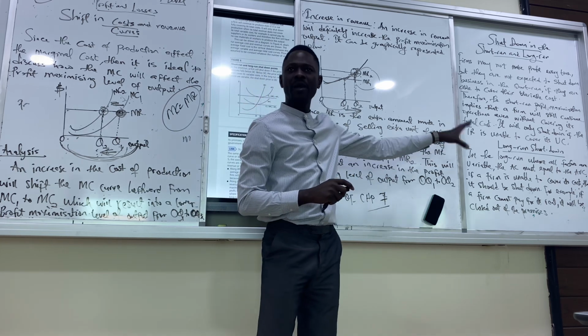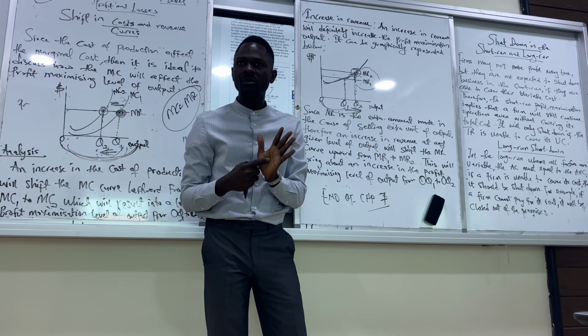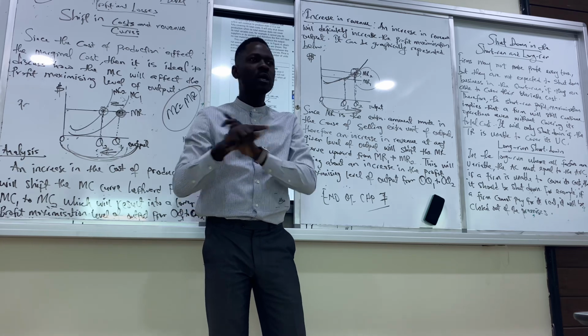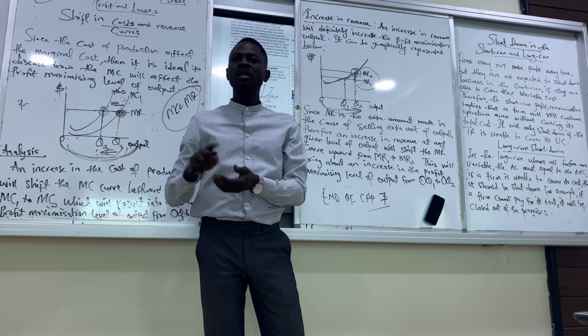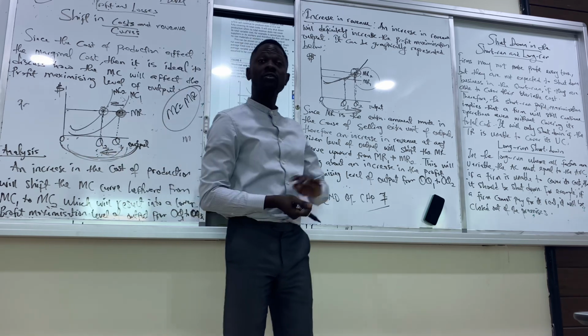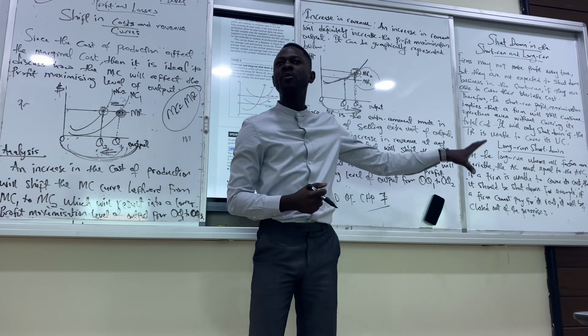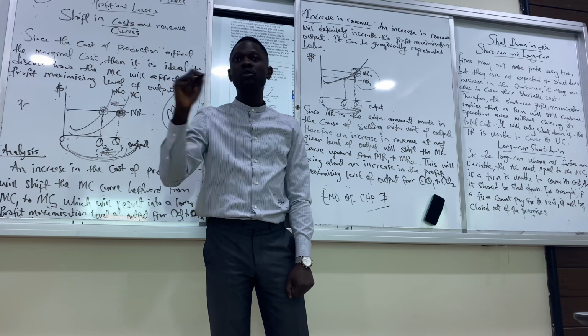Now, as a firm, you need to consider your short run and long run for your shut down. Shut down means you are closing your shop, your office, your company. So what will make you close your company in the short run? In the short run, if you are unable to cover your variable cost, it means your total revenue is less than your variable cost. Then you should shut down.